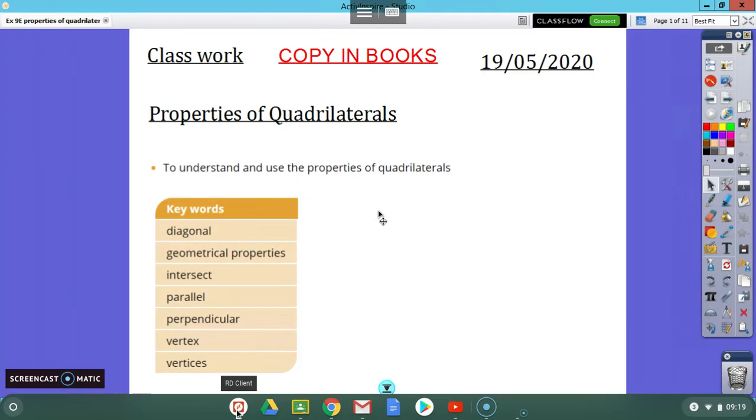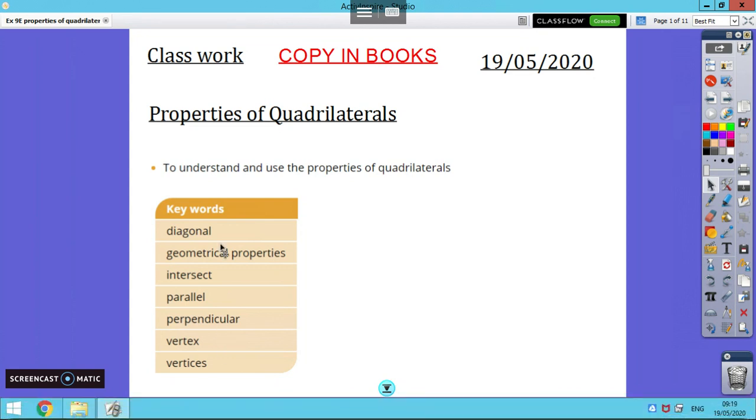Okay, good morning, Year 7. So last week we talked about properties of triangles. Today we're going to talk about properties of quadrilaterals. So make sure that you copy down your date and your title and your learning objective here. There are some keywords here that you can also copy down if you would like to.